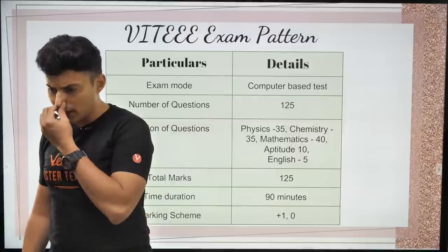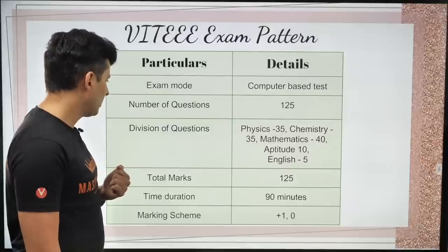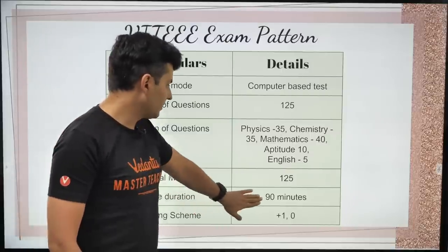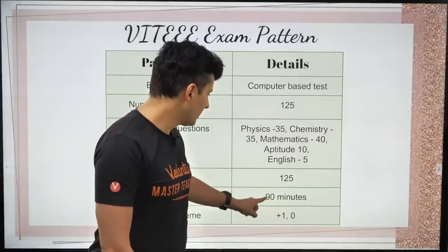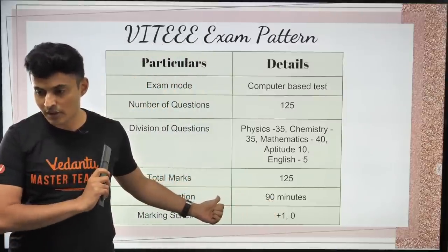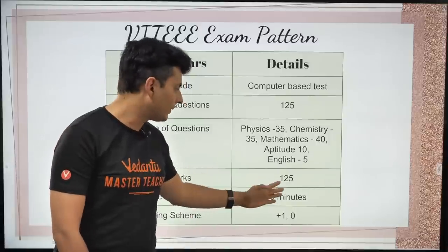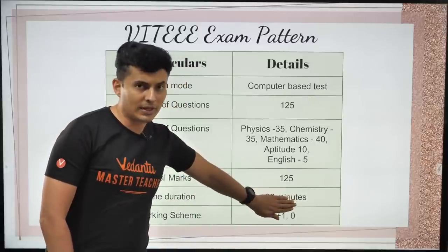Oh, it was 150. Okay, I think there was a printing mistake then. I should have checked it. I'm so sorry, guys. This was supposed to be one. If it's supposed to be 150 or 120, okay. I'm so sorry. If there is a printing mistake, I'll just get it corrected. Okay, my bad. But I know for sure it is 125 marks.